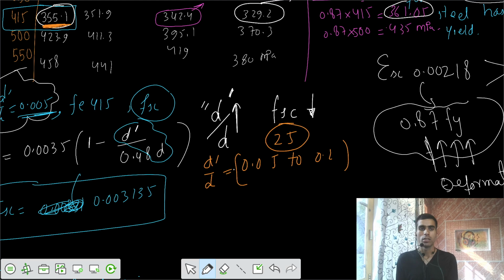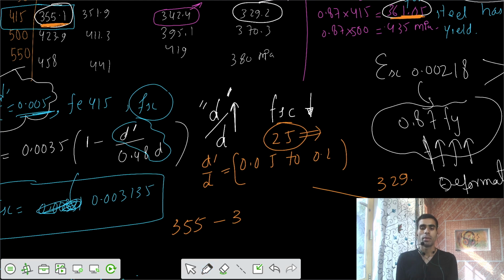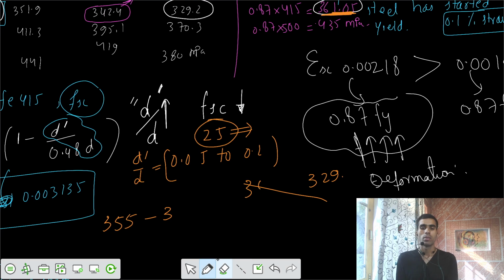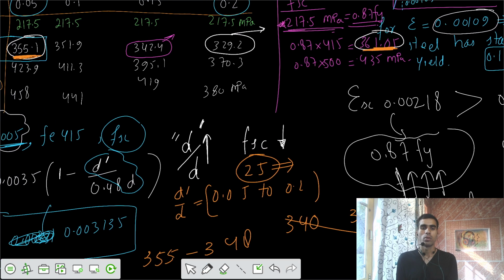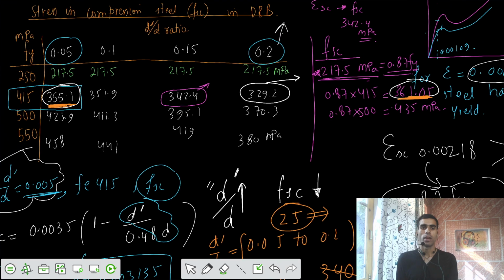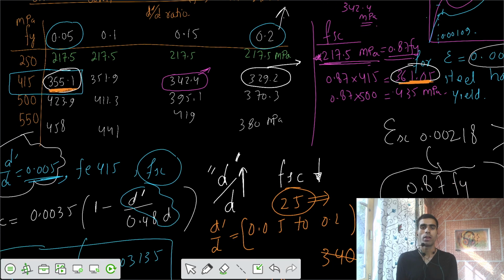So for this ratio of D dash by D in this range, your difference is only in this particular range of stress. You would say it should have been 0.87 FY, that is 361. It should have been 361, but its maximum value is 355. Then after that, it goes to a minimum value of 329. That means at the two intermediate values we would have some 340 and some 348, some value around that, for those four different peak values at strains of 0.005, 0.01, 0.015, 0.02.